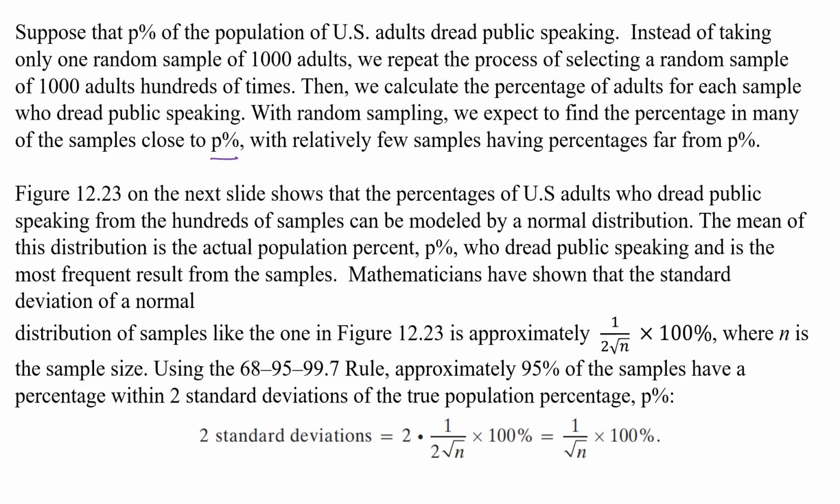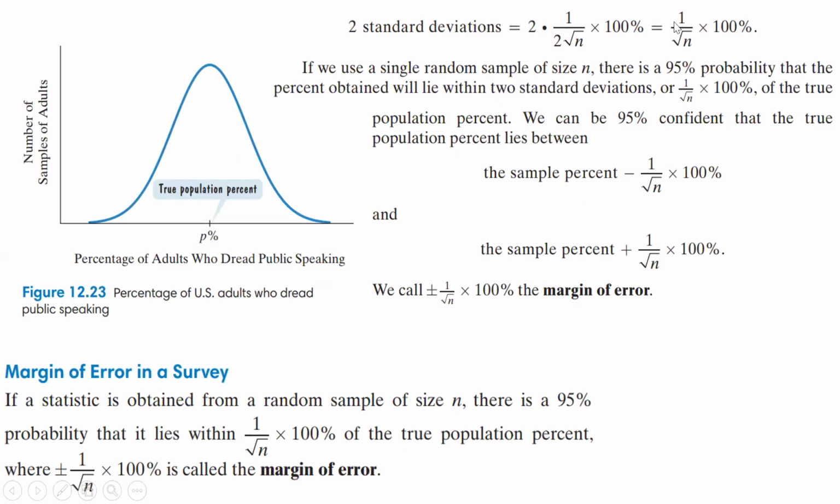Now, if we use the 68, 95, 99.7 rule, like we've done before, approximately 95% of the samples have a percentage within 2 standard deviations of the true population percentage, the P%. So 2 standard deviations is going to be 2 times this value up here. What happens is those two cancel, and we get 1 over the square root of n times 100%. This is a lot of math to get to where we're going, but now we have that up here to show that it canceled.